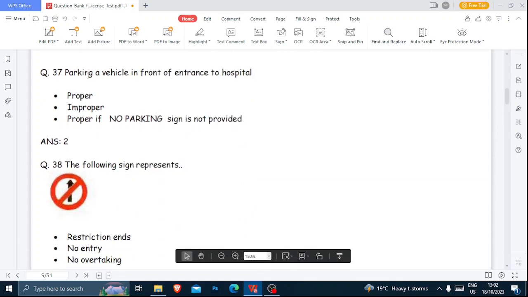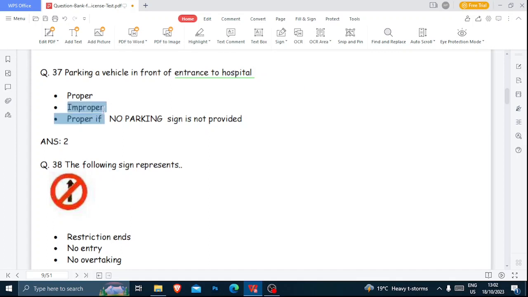Number 37. Parking a vehicle in front of the entrance of a hospital. Option A is proper, B is improper, or C is proper if a no parking sign is not displayed. Well, it is improper because you're talking about the entrance of a hospital, so it's a busy area. So definitely you should not park your vehicle in front of a hospital because an ambulance may come in and want to rush a patient for emergency medical attention, and if you have your vehicle parked in front of the hospital, that may be improper.